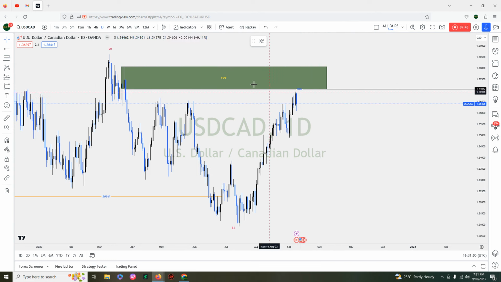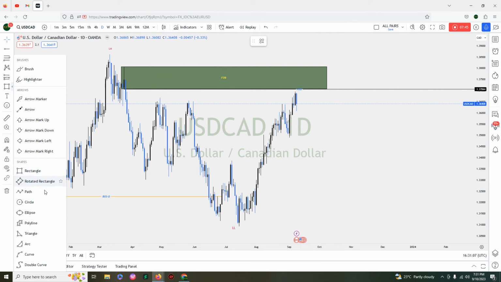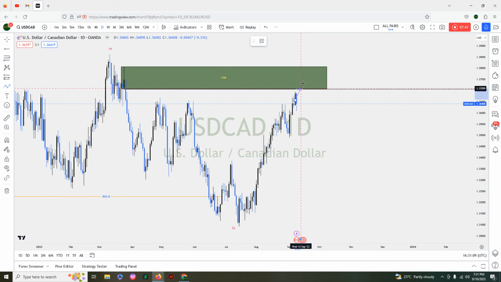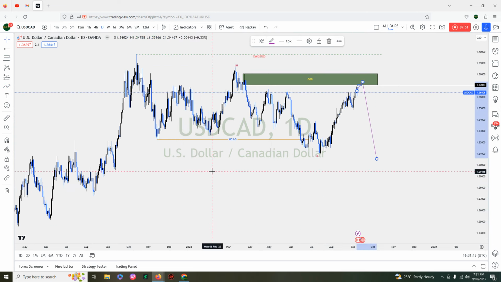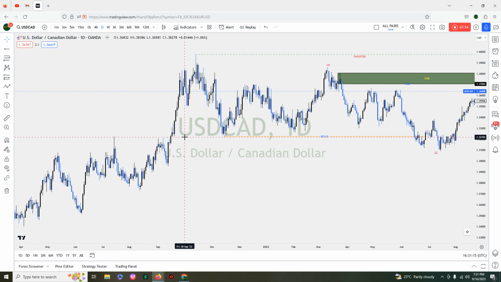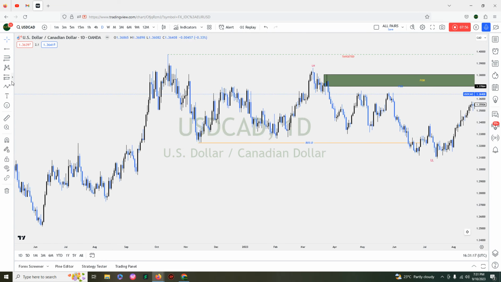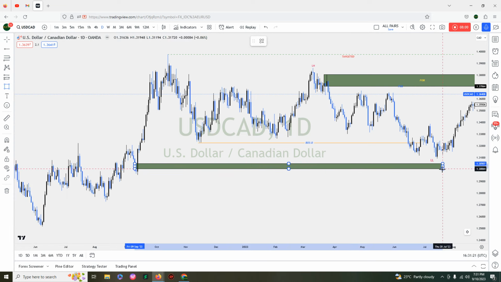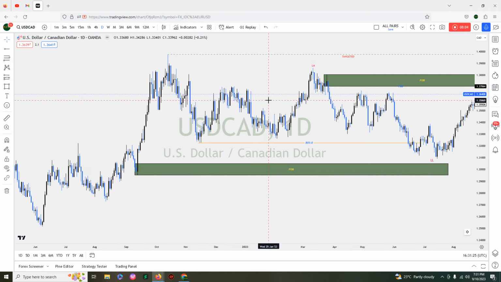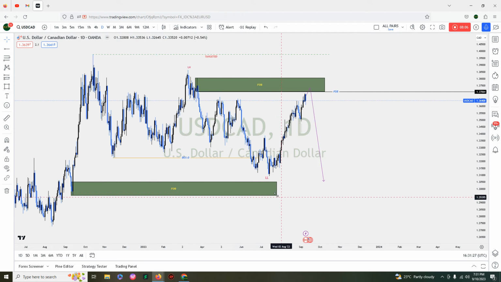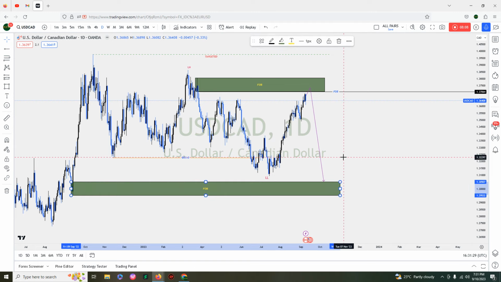Once it taps this region, what do I expect? Once it taps this region, I expect it to go down. I expect it to go much, much lower. Where do I expect it to land? We have another fresh order block down here. Fresh order block down here. Fresh order block down here. So I'm expecting the market to come back to this region.